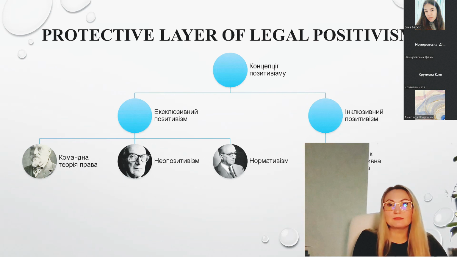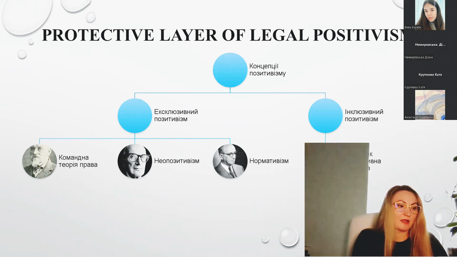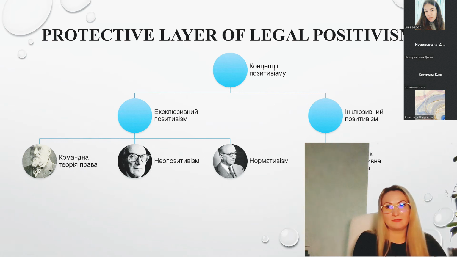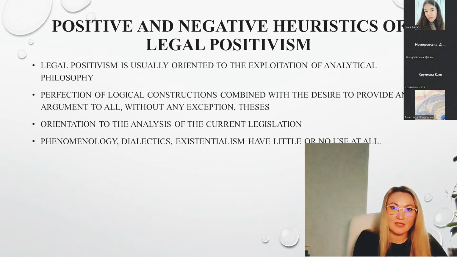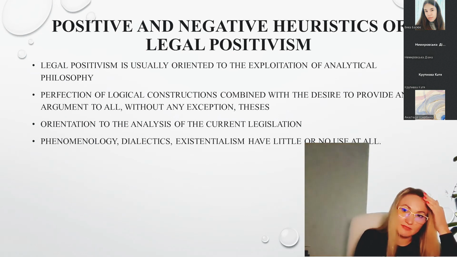Next moment, the protective layer of legal positivism. And here you can see again some concepts of positivism, exclusive positivism, and inclusive positivism. And here we can see the ideas of neo-positivism, normativism. So all these ideas are about some variants of legal positivism. And of course, we should speak about the positive and negative heuristic of legal positivism. What is this?